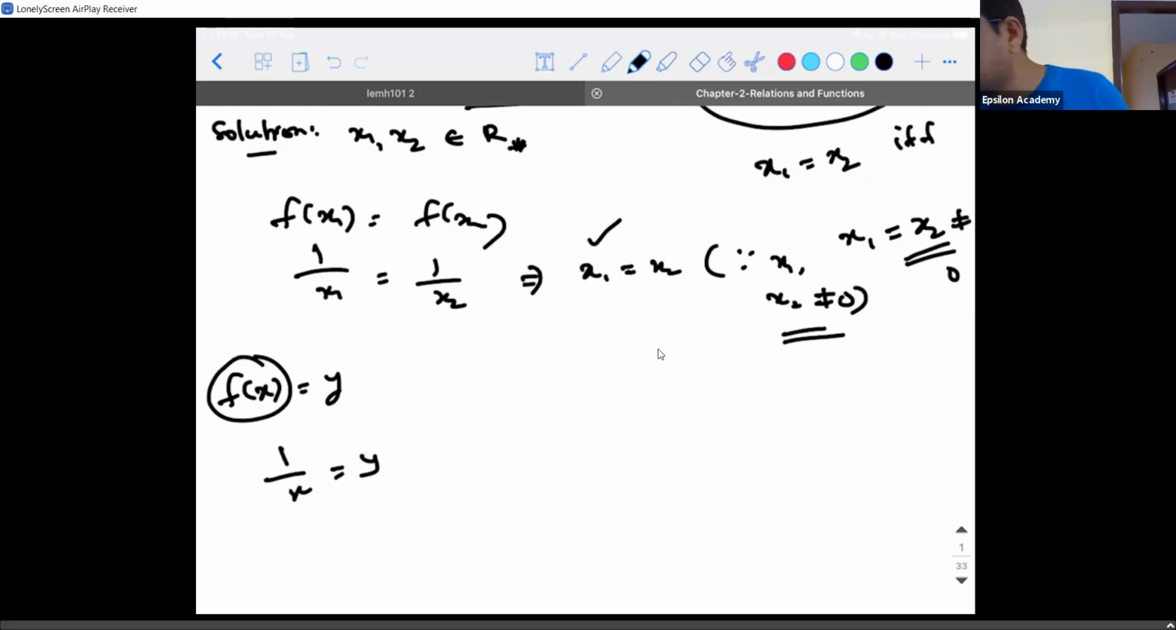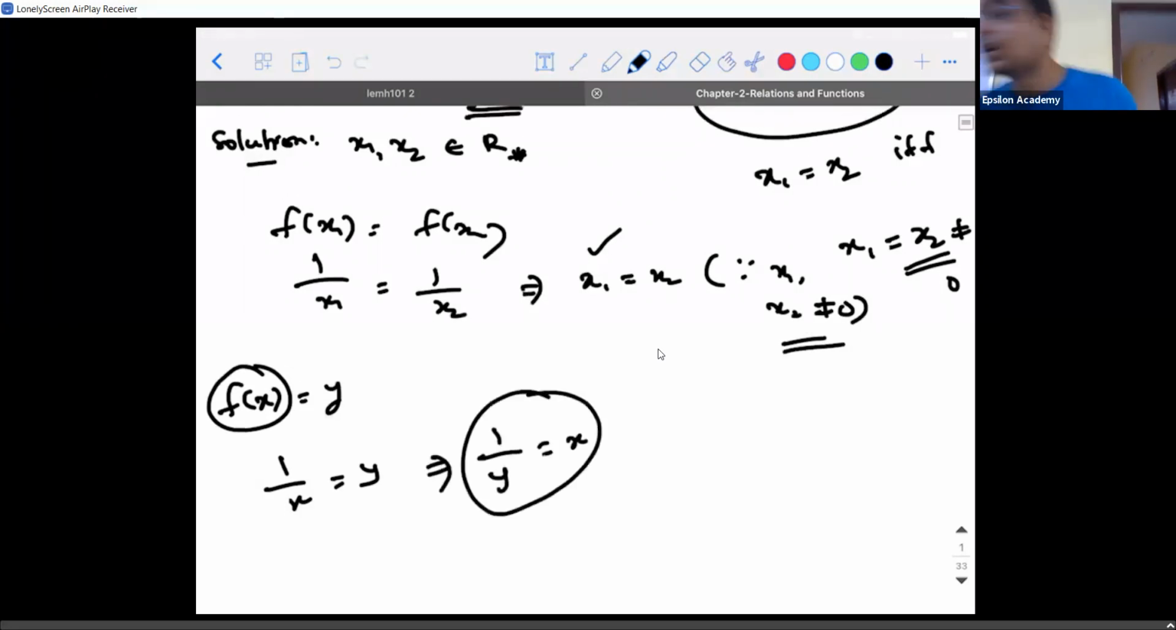If this problem is simple, what can you do? 1 by y is equal to x. Now you do the reverse analysis. By writing like this, see, I'll give a better clarity.